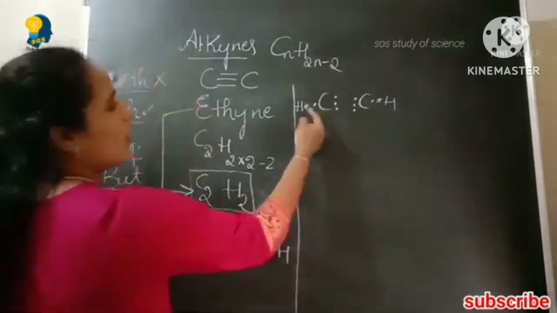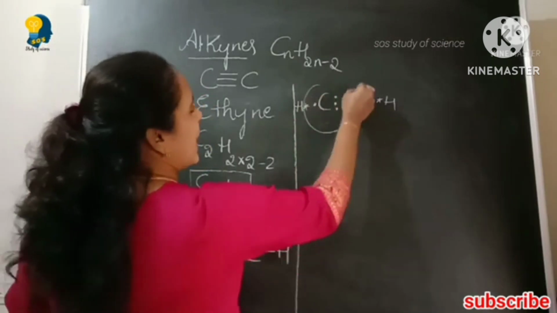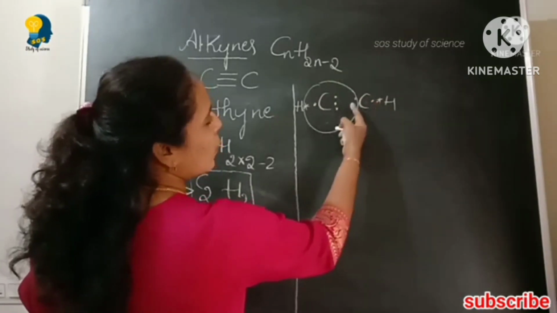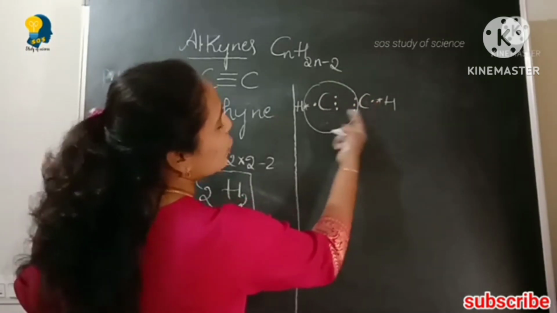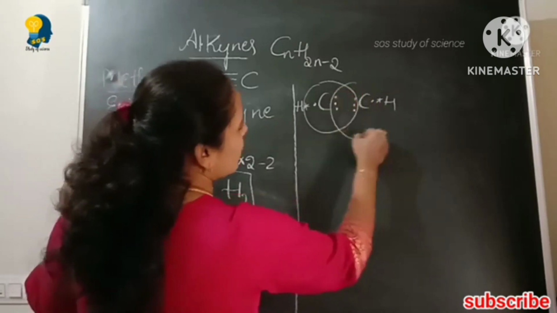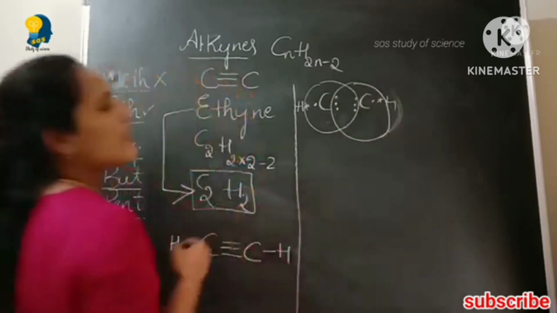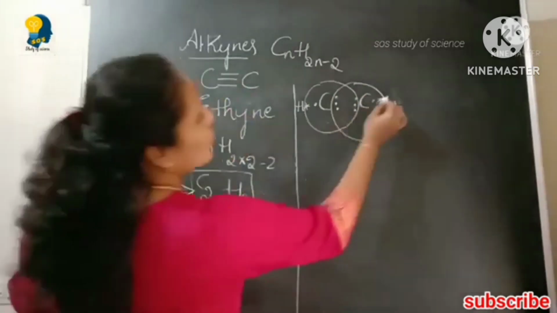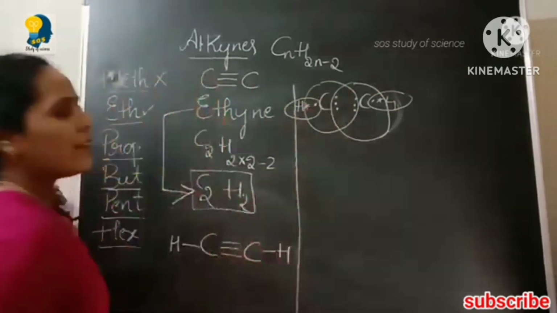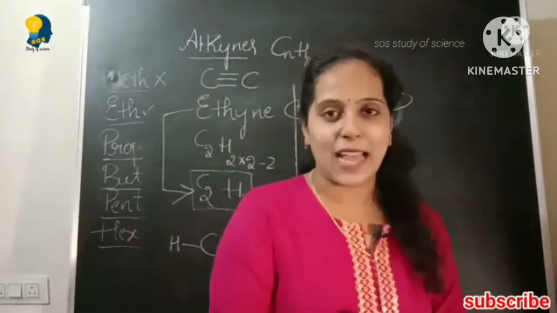So this carbon: 1, 2, 3, 4, 5, 6, 7, 8. So this carbon has 8 valence electrons. And this carbon also, see, 2, 4, 6, 8, that means these 2, 3, 4, 5, 6, 7, 8. So this carbon also has 8 valence electrons. Now for the hydrogen, see, hydrogen also has 2 valence electrons. So this is how we write the electron dot structure for ethyne.